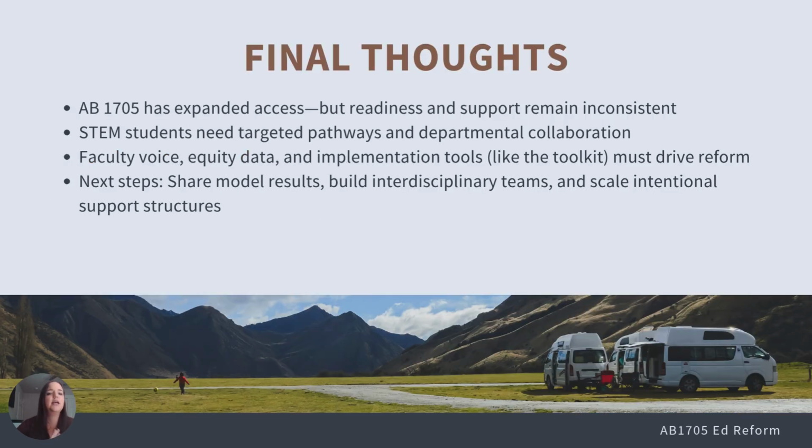And so, some final thoughts. AB 1705 has, yes, expanded access, but readiness and support are completely inconsistent. We need to make sure that our students are ready to be in these classes and not just stick them in there so they don't have to take another class and can fully transfer, because it's not going to be helpful if they fail it. STEM students need targeted pathways and department collaboration. Faculty voice, equity data, and implementation tools are what is going to drive this reform. Some next steps would be to share model results, build interdisciplinary teams, and share intentional support structures so that we can help these students thrive and be successful in their STEM majors.